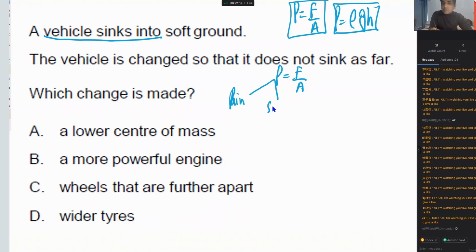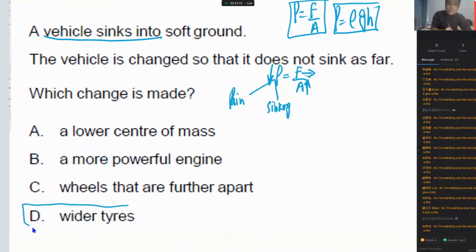And also, if something is sinking into the ground, not into the water, that also depends on the P. So it means F is the same. For example, if we increase this area, we can decrease P. So it simply means that the area of the tire we have to increase: wider tires. So the answer for this one has to be D.